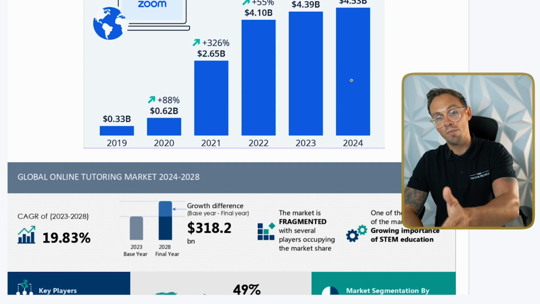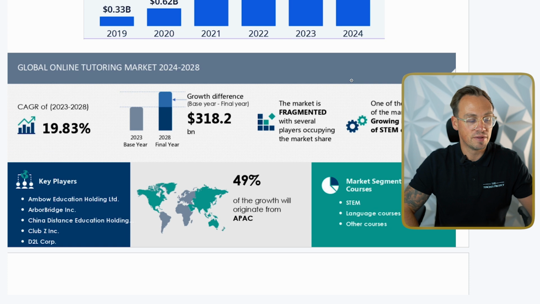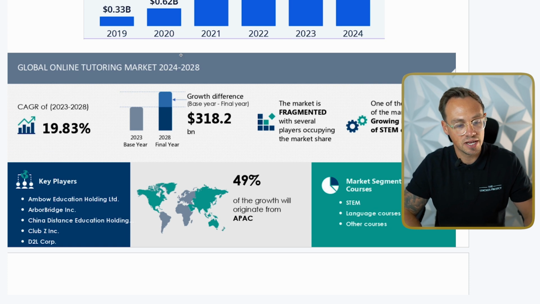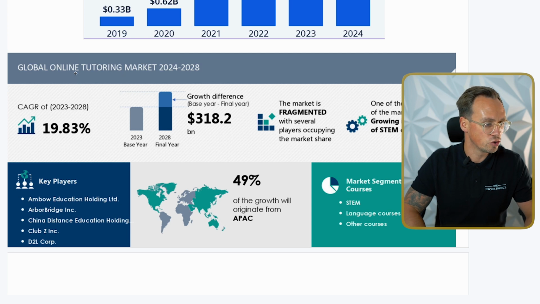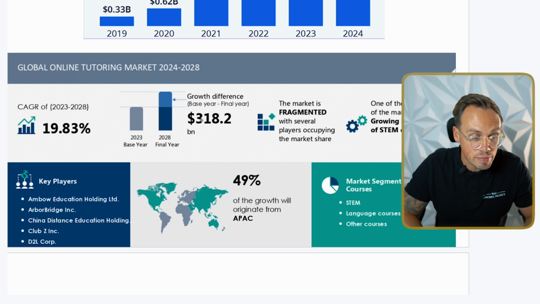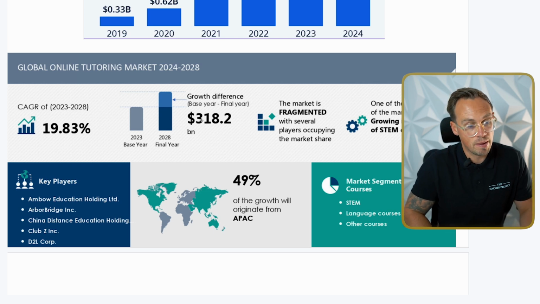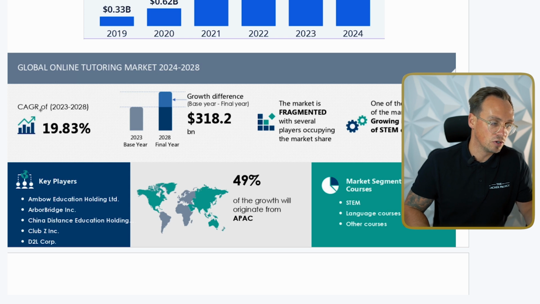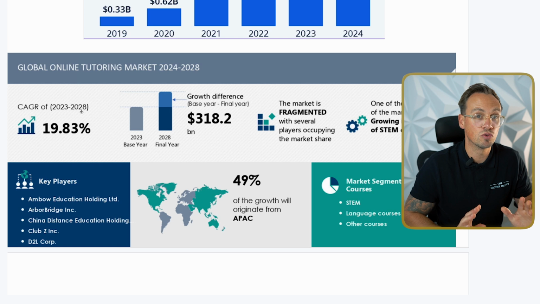Now, as I said, that opened the door for online tutoring to really explode after the pandemic. And you can see these stats here. This is from Technavio, Global Online Tutoring Market Growth, 2024 to 2028: $318 billion, billion with a B, right? That's the growth between those years, 2023, I think it says there, the base year, and 2028. And the CAGR over on the left-hand side is 19.83%. CAGR is compound annual growth rate.